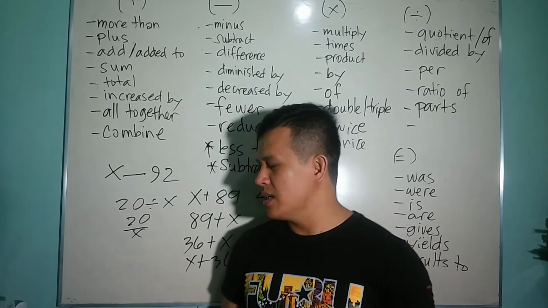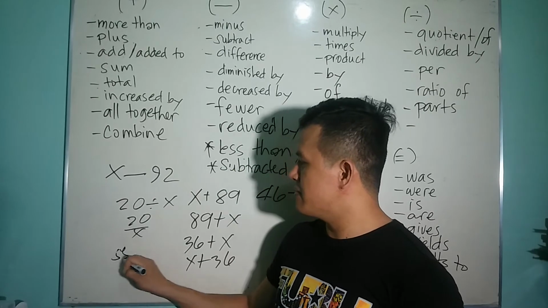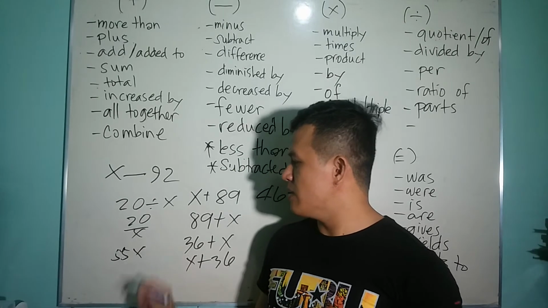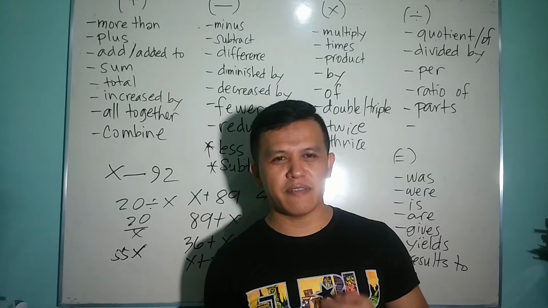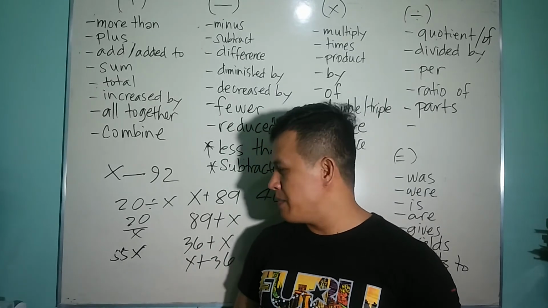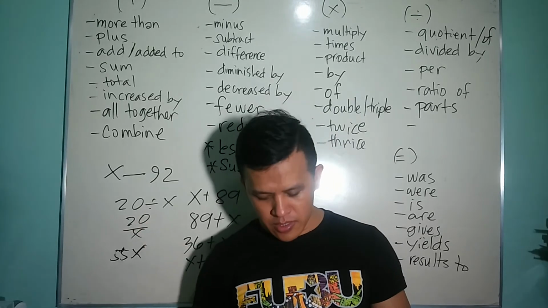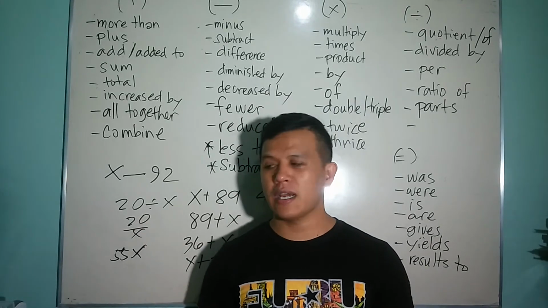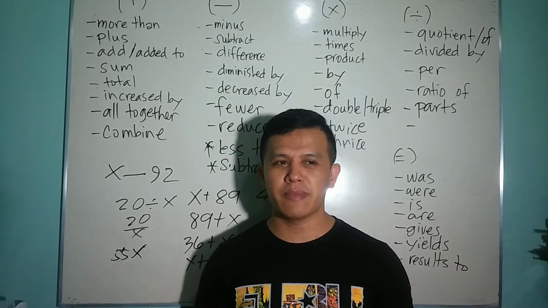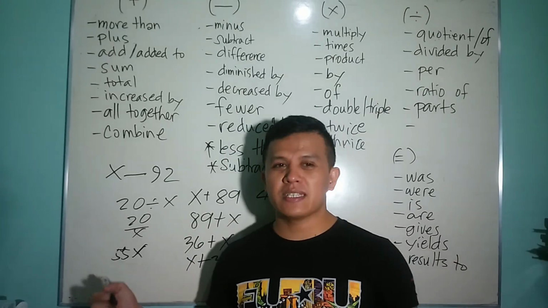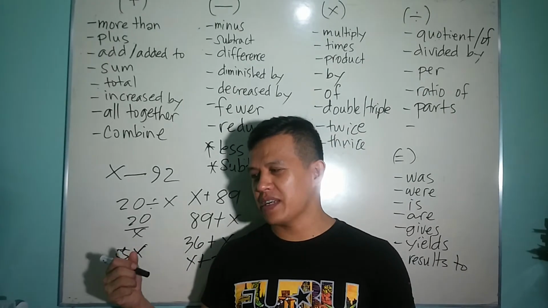Next one, 55 times a number. So you can say 55x, okay? Or 55y, 55a, and stuff, or 55n, like that. In algebra, we don't use x or the cross symbol to represent multiplication, because x can represent a variable, so it's very dangerous.